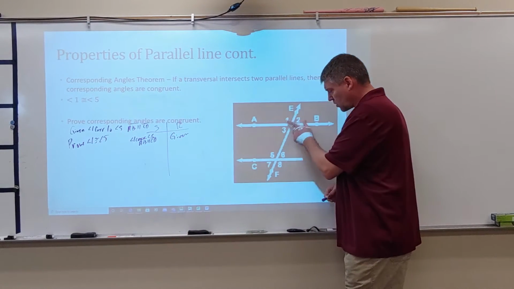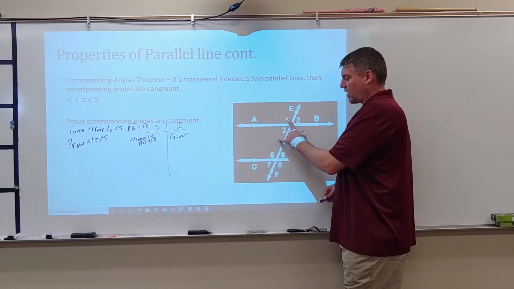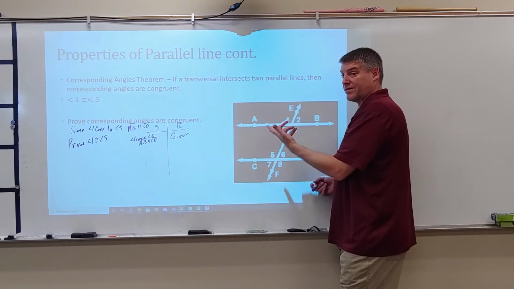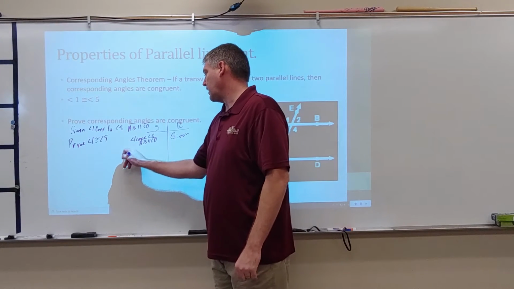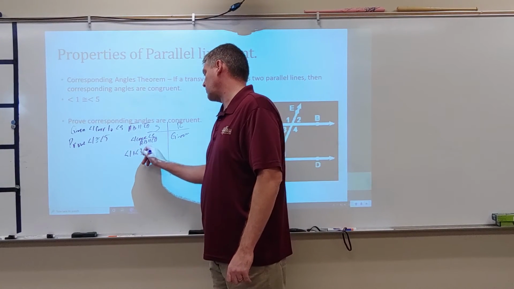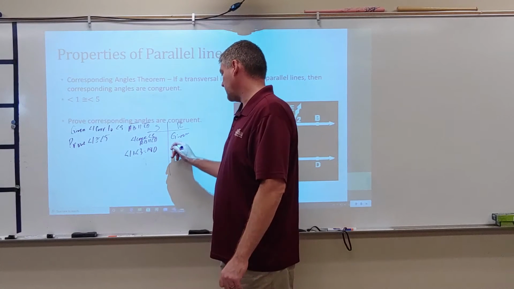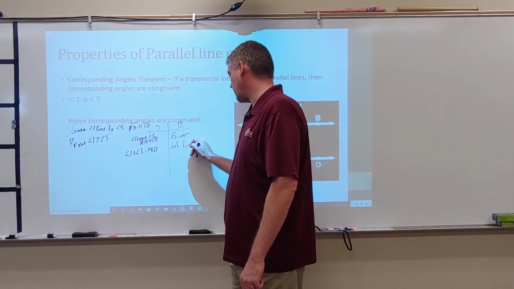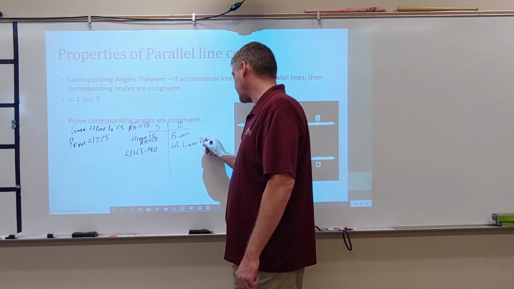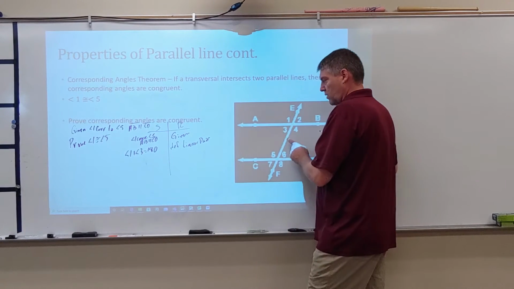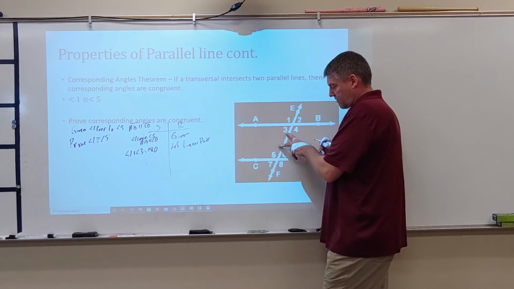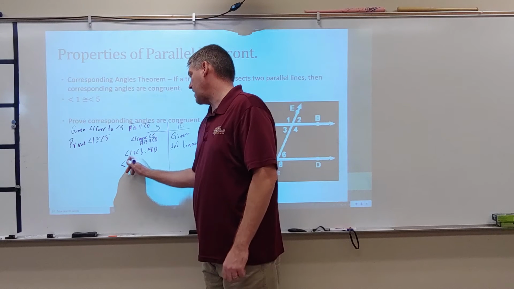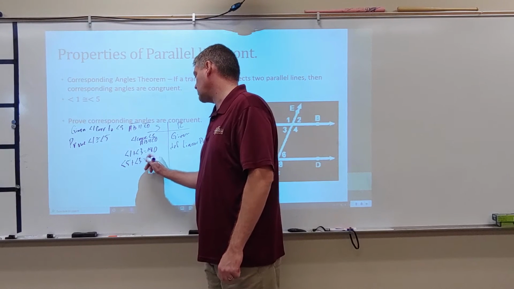Okay? So 1 is congruent to 5. I now need to prove that these are the same. Okay? Well, what's unique about 1 and 3? Well, angle 1 plus angle 3 equals 180 because they are, by definition, a linear pair. Well, what do we know about angle 3 and angle 5? They're on the same side interior. So I could say angle 5 plus angle 3 equals 180.